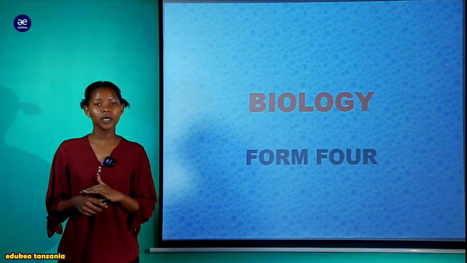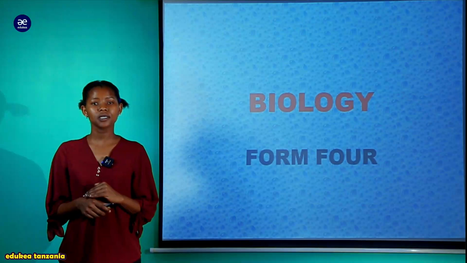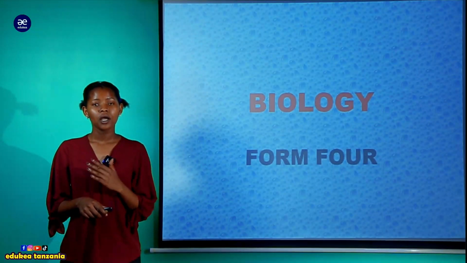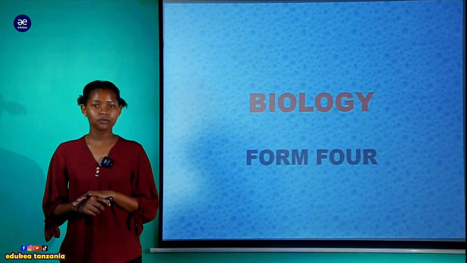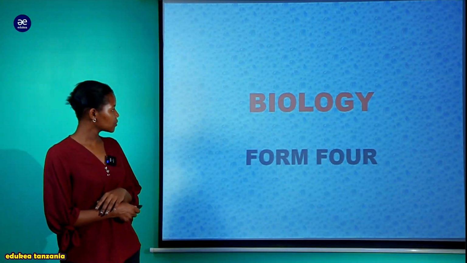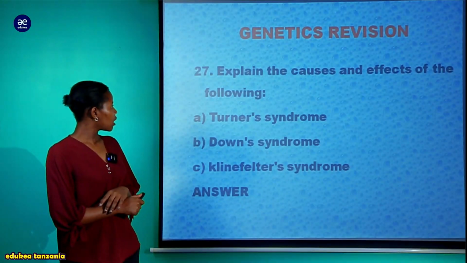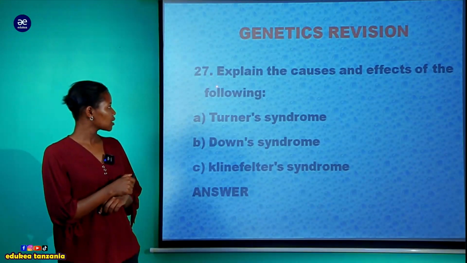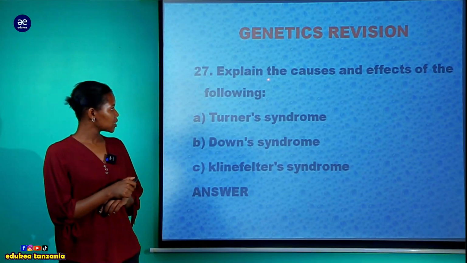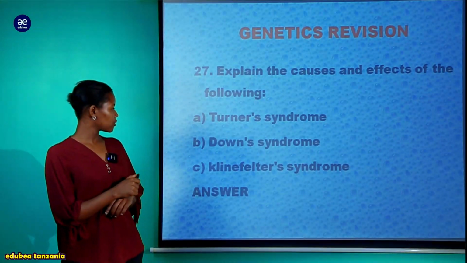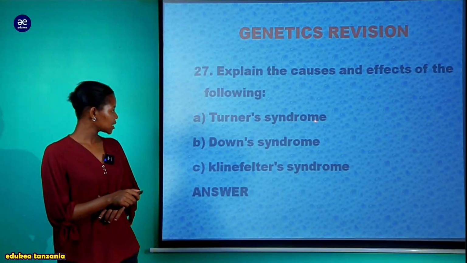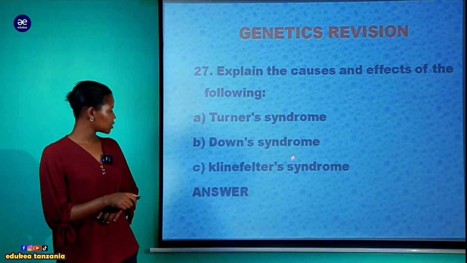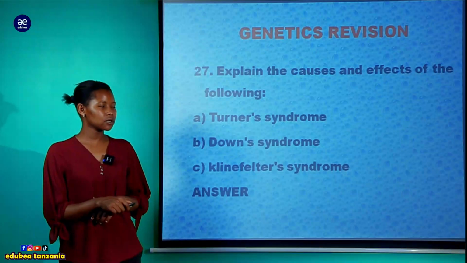And now we are at the topic of genetics, in revision question number 2 in the book of Tanzania Institute of Education. We are going to continue with question number 27. We are required to explain the causes and effects of the following. A is all about Turner's syndrome, Down syndrome, Klinefelter's syndrome.